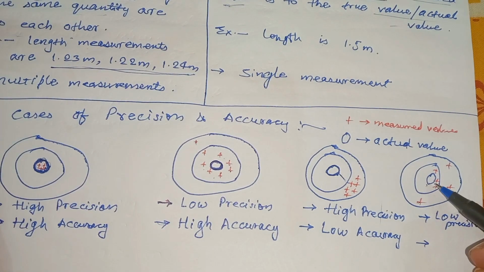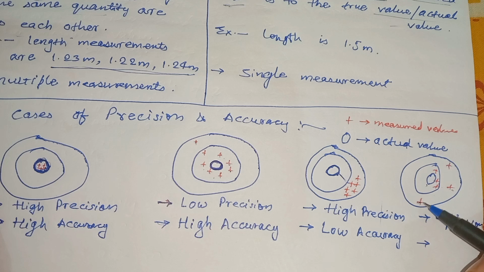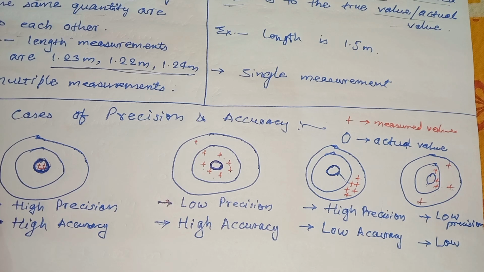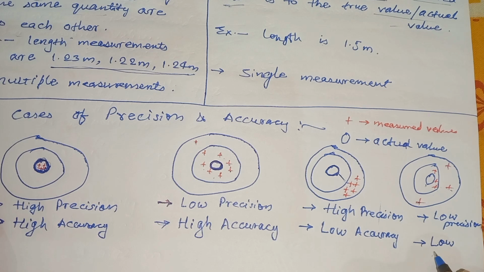And for accuracy, we see the actual value, and one measured value is here, one is here. Some are near, but some are far also. So it is low in accuracy also. Why? Because the closeness is very less, or you can say the far points are very many. So it is low accuracy.